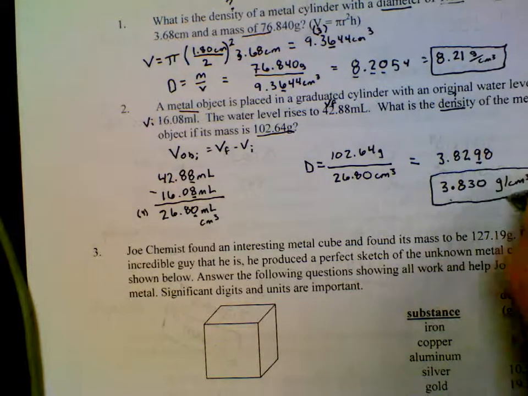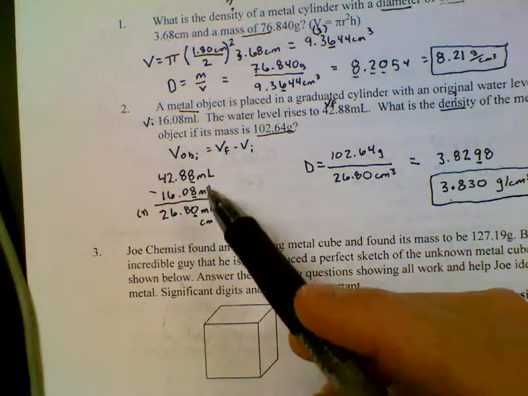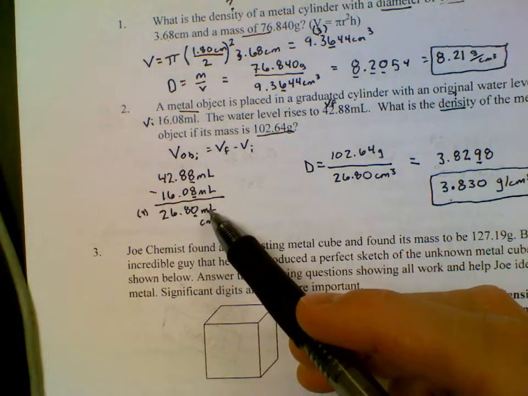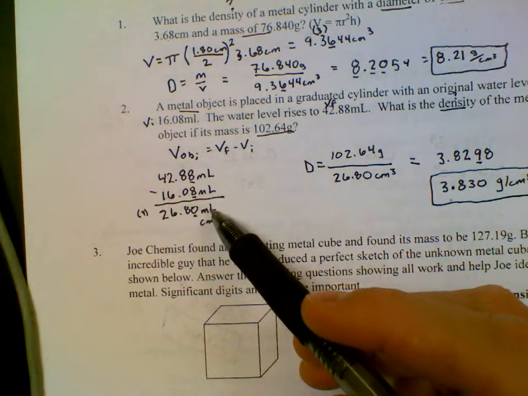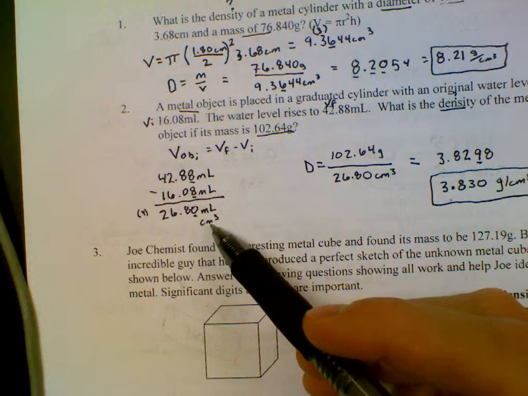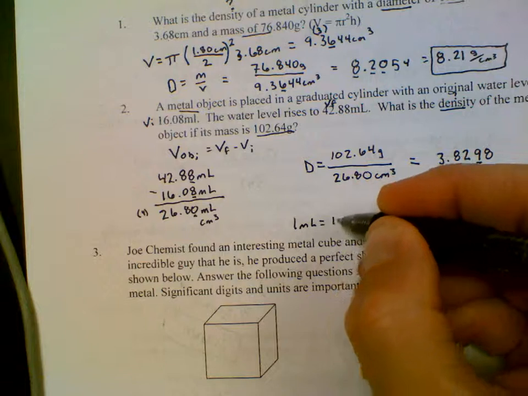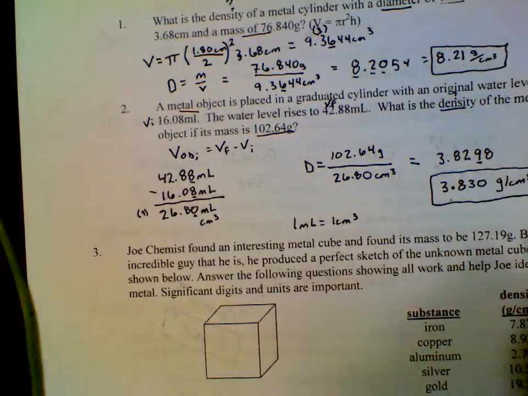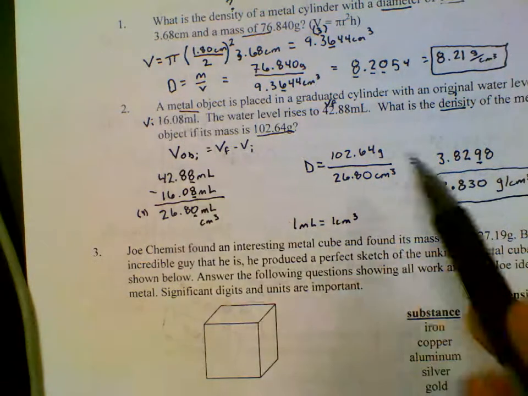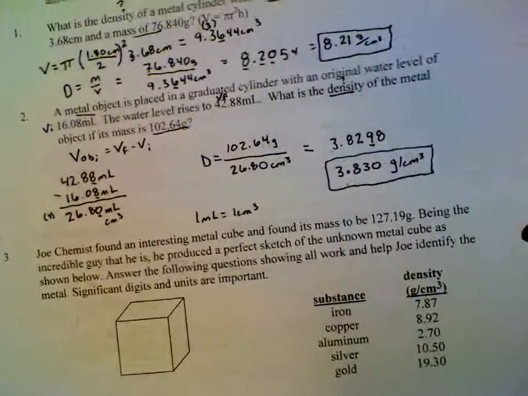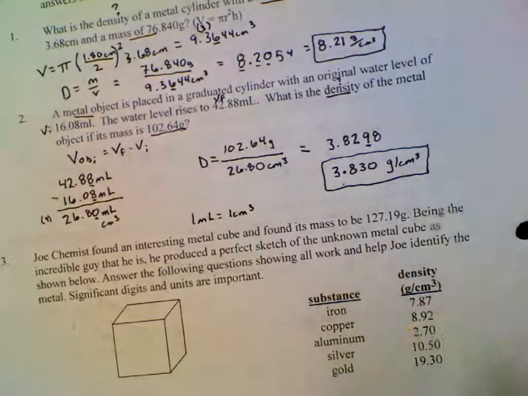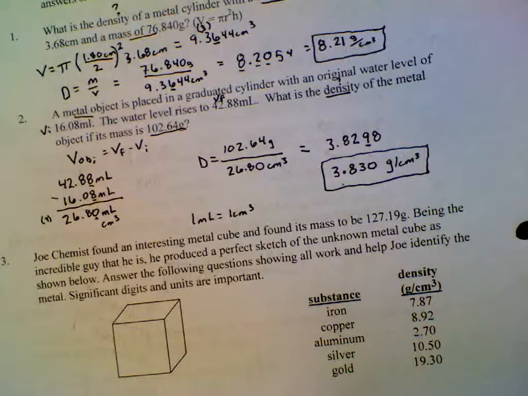Box that answer. Now, again, milliliters minus milliliters should give us milliliters, but we can transfer those mils to centimeters cubed because they're equivalent. 1 milliliter equals 1 centimeter cubed. And since it's a solid object, we want to use the grams per centimeters cubed density unit.